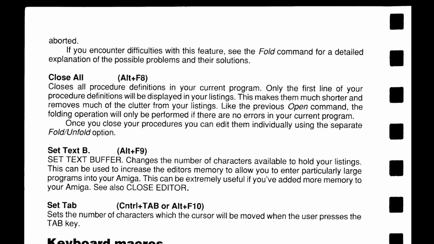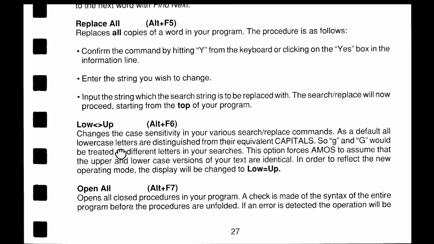Low up, Alt plus F6. Changes the case sensitivity in your various search/replace commands. As a default, all lowercase letters are distinguished from their equivalent capitals. So G and g would be treated as different letters in your searches. This option forces AMOS to assume that the upper and lowercase versions of your text are identical. In order to reflect the new operating mode, the display will be changed to low equals up.